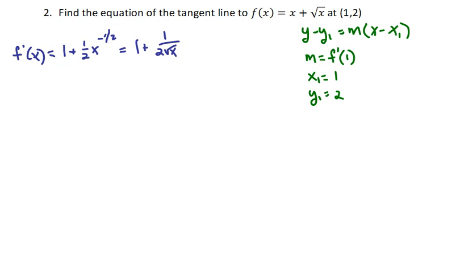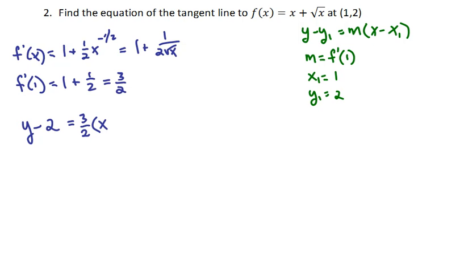And we need to find f prime of 1. Since the square root of 1 is 1, we're going to get 1 plus 1/2, which we'll call 3/2. And so plugging it all in, we get y minus y1, which is 2. So y minus 2 is equal to m, which is 3/2, times x minus 1. We could multiply that out, but that's the basic answer for problem number 2. And we'll go on from that to problem number 3.